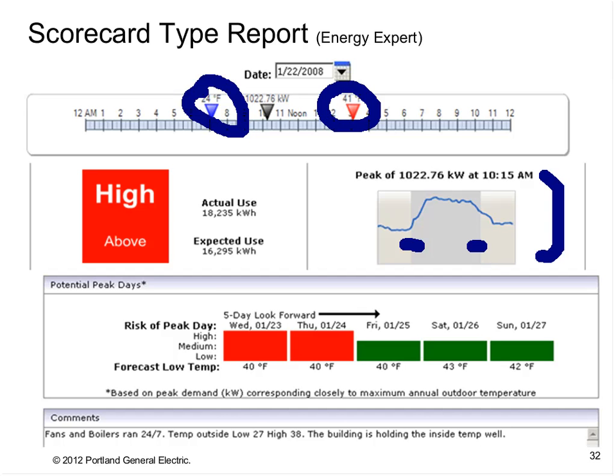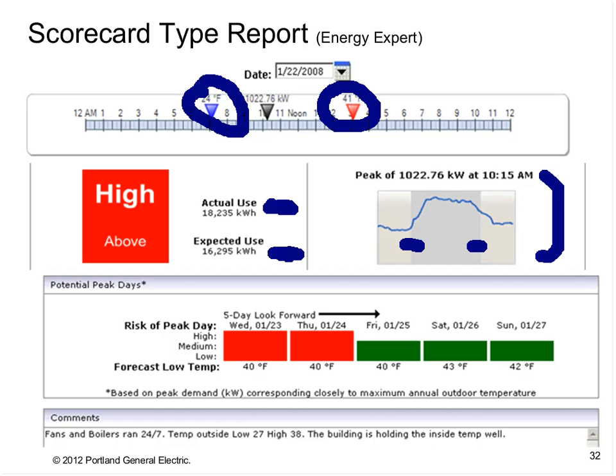This scorecard report is derived from several different factors. It uses a three-dimensional bin model to take current weather and current usage and compare it to historical usage and historical weather. Once that comparison calculation is done, it gives you an expected use, how much you should be expected to use, and then your actual usage, how many kilowatt hours you actually used. Very helpful. And that comparison gives you a rating of high, low, or okay.